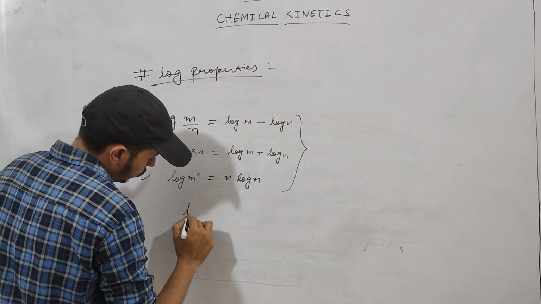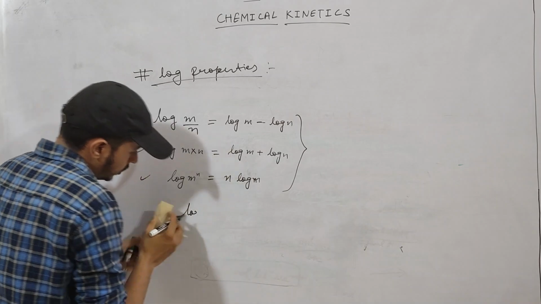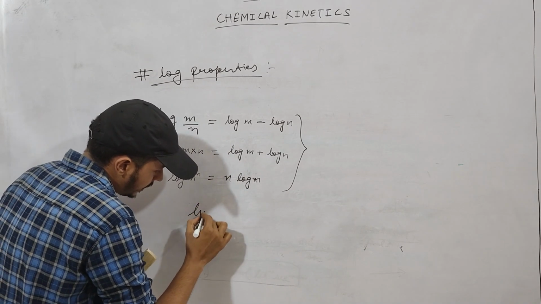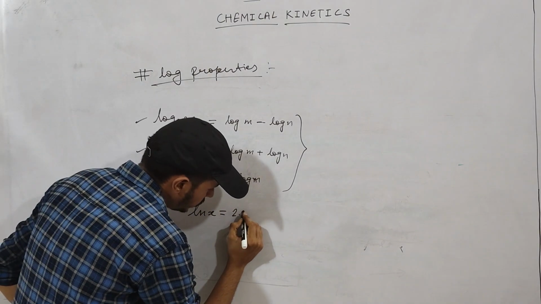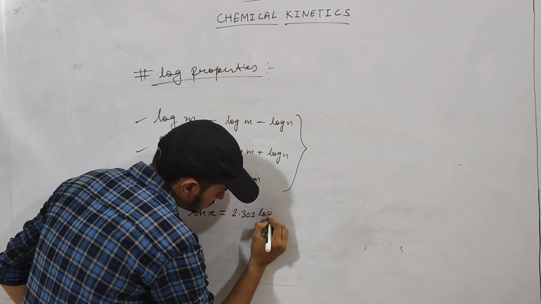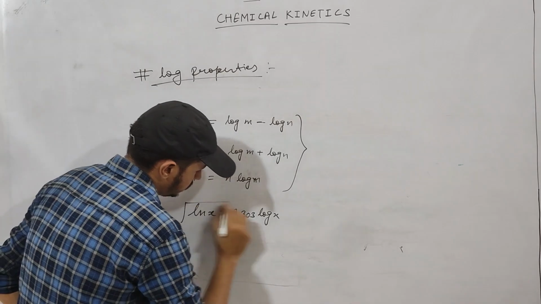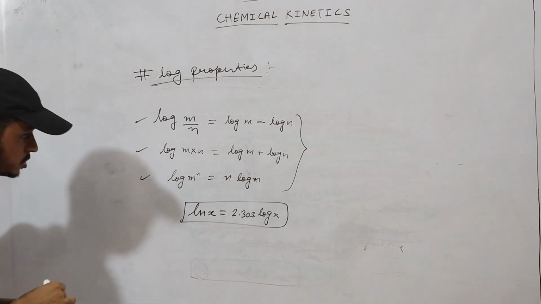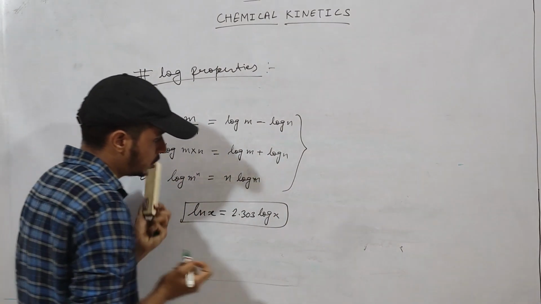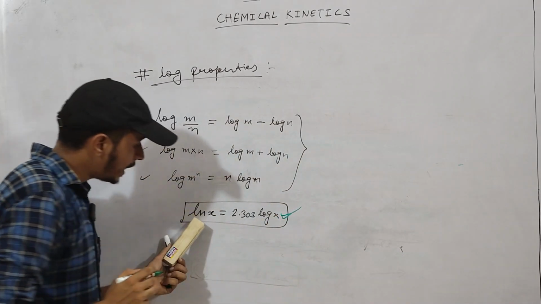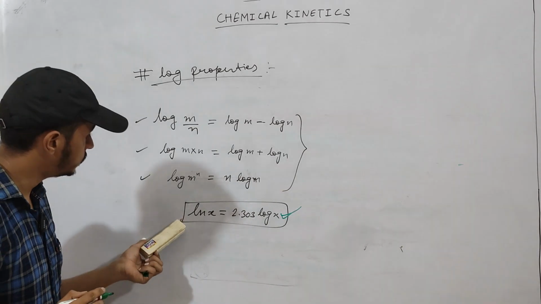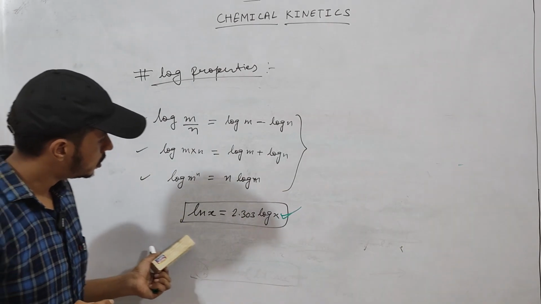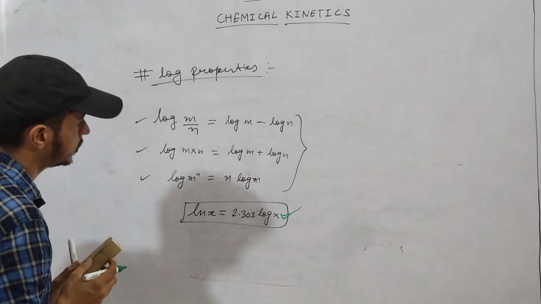And fourth is ln x. It can be written in the form of log as 2.303 log x. This is most important. We will use these terms several times. ln x can be written as 2.303 log x. This will be used in the derivations.